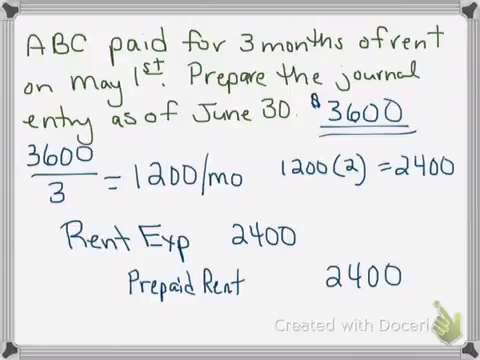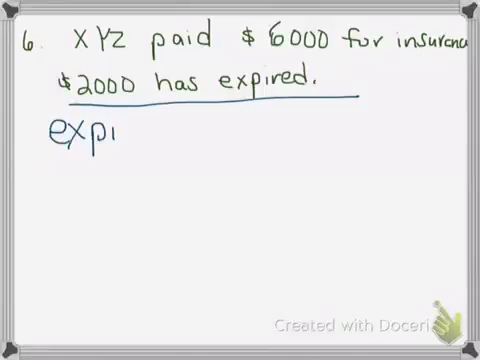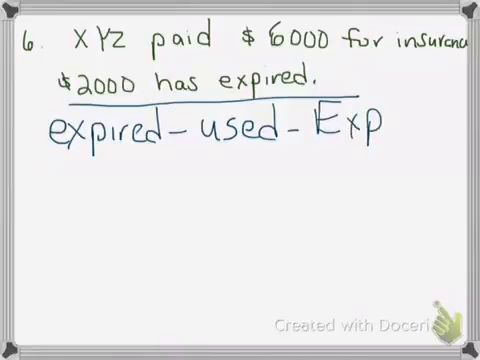The next problem that you see is number 6, and it says XYZ paid $6,000 for insurance, but it tells us that $2,000 has expired. Now that word expired, what it means is used. So if you see the word expired, this means this is what we've used. This is what the expense is going to be. That is our expense. We don't have to figure anything out here. That is what we have.